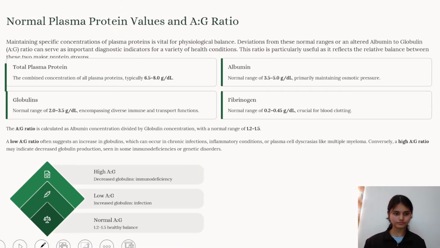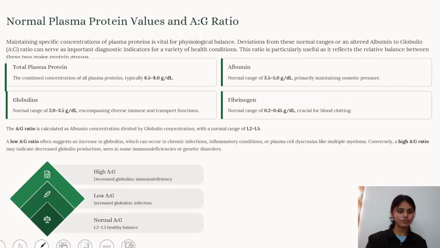Alright. Now the normal plasma proteins and the A/G ratio. I don't have to tell you in detail about the plasma proteins because you already know their normal values by now. But the total plasma protein is typically 6 to 8 gram per deciliter. So if there is less than 6 gram per deciliter in the blood, it is hypoproteinemia. But if there is more than 8, it is hyperproteinemia.